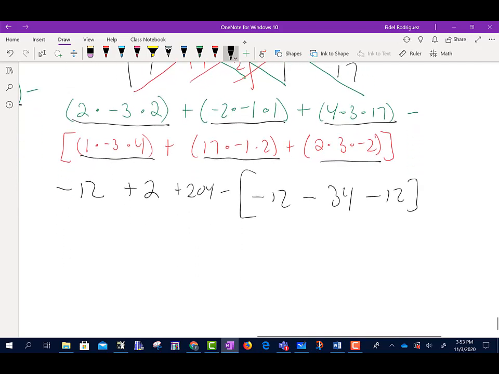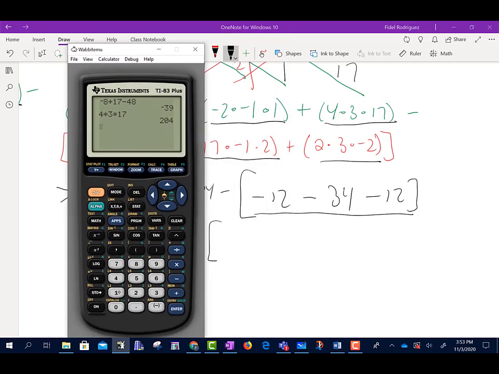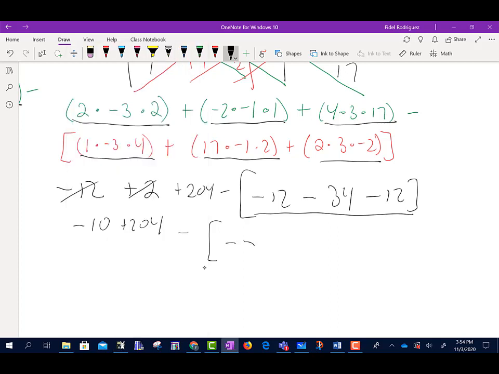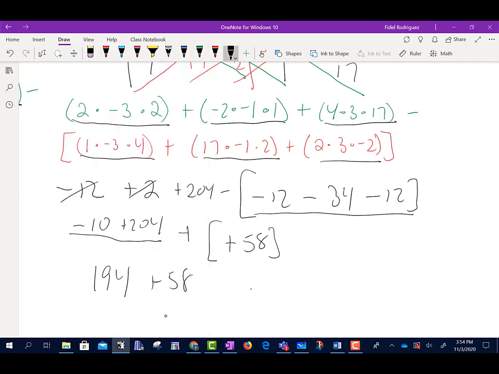Okay. So these two together is going to give me a -10 plus 204 minus, these are all negative, so we can just add them together and keep it negative. So 12 plus 34 plus 12 is -58. Okay. So these here, a -10 and a 204 should give me a 194. Minus and minus make it plus 58. So what's 194 plus 58? 252.